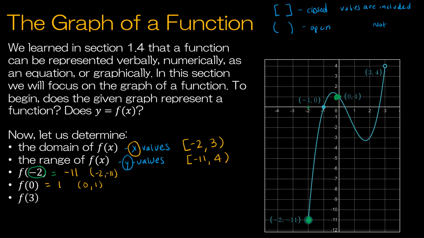For f of 3, I know that I have an open circle. So I cannot say that f of 3 is equal to 4 because it is not. There is not an actual point at 3, 4. Our graph approaches 3, 4, but it stops just short of there. So f of 3 is undefined.